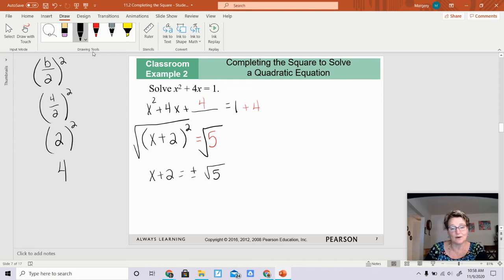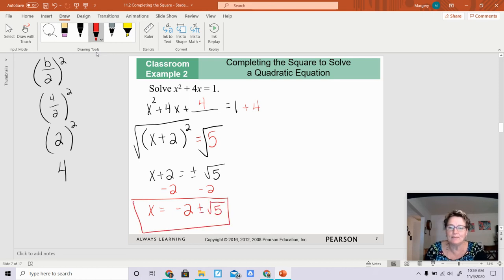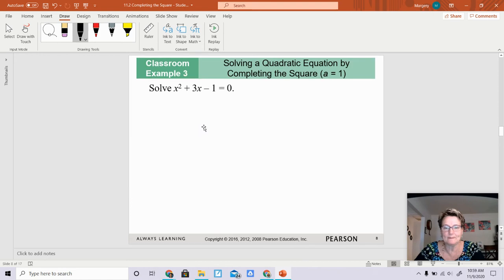So now on this one, same thing. We've got to get x by itself. So I'm going to minus 2 from both sides. And I'm going to get x equals negative 2 plus or minus the square root of 5. And there's your answer. Remember though, you guys, on your homework, it might look like this. Okay, so this could be negative 2 plus the square root of 5, negative 2 minus the square root of 5.